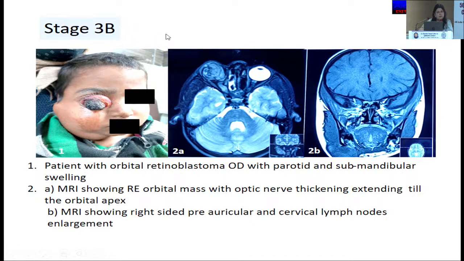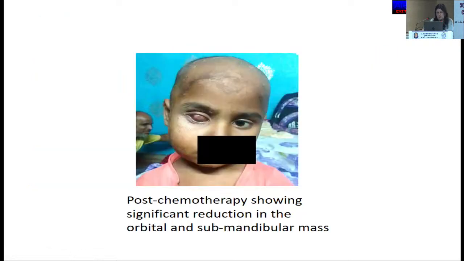Now what happens when the tumor is already spread into the local lymph node? So this is again a case of stage 3B tumor. He was a patient from Bihar. He had come all the way, and most of the times we find that when children come from far off places, they come to us in very advanced stages, and some of them come in these kind of forms. So this again child we subjected to this multimodal protocol. You can see here that there is a big orbital mass, optic nerve thickening right up to the orbital apex on MRI, again showing preauricular and cervical lymph node enlargement, and this is what the child looked after chemotherapy.